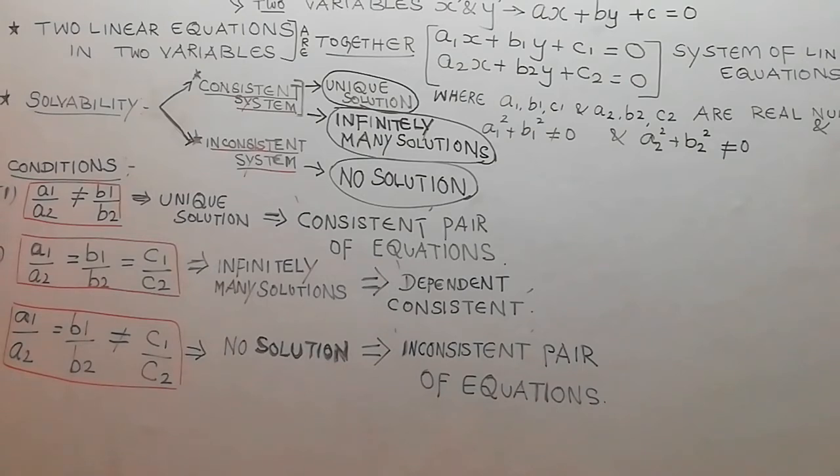So, once again I will summarize. If A1 by A2 is not equal to B1 by B2, there will be a unique solution. So, that is called a consistent pair of equations, and if all the three ratios are equal, A1 by A2 equal to B1 by B2 equal to C1 by C2, then the system of equations will have infinitely many solutions. For that we can term it as dependent consistency. And the third condition, there will not be any solution, meaning A1 by A2 equal to B1 by B2, that will not be equal to C1 by C2. This is otherwise known as an inconsistent pair of equations.